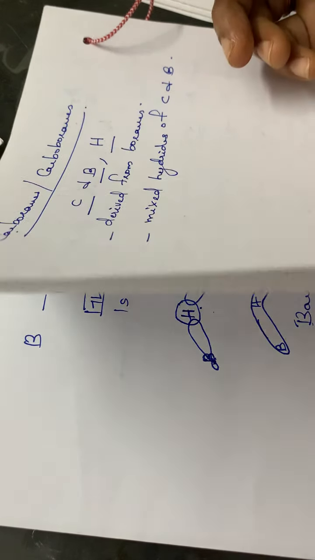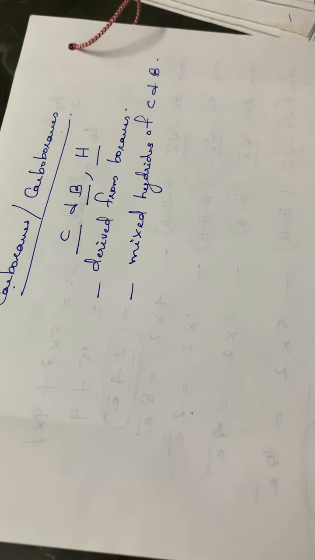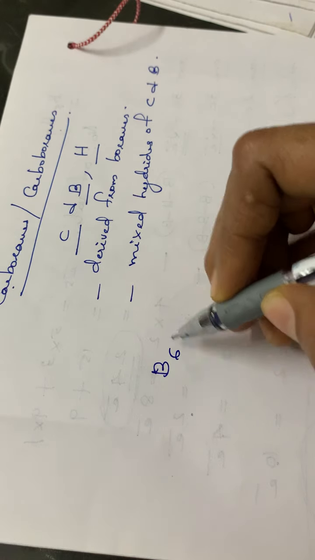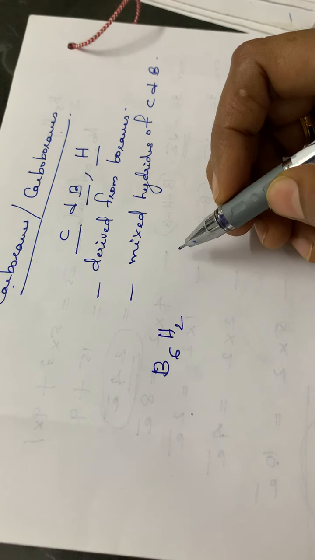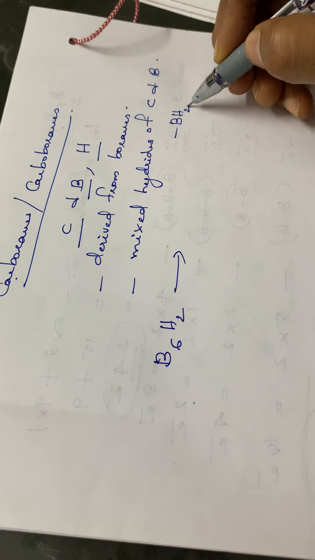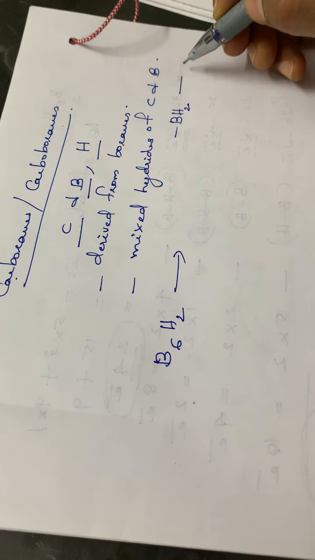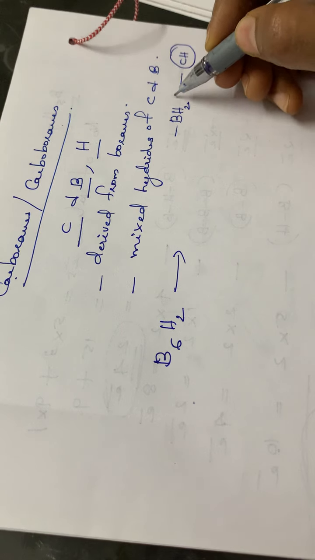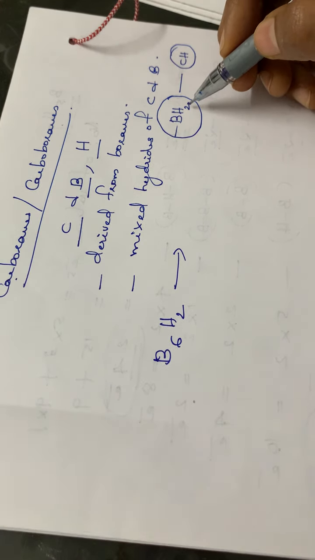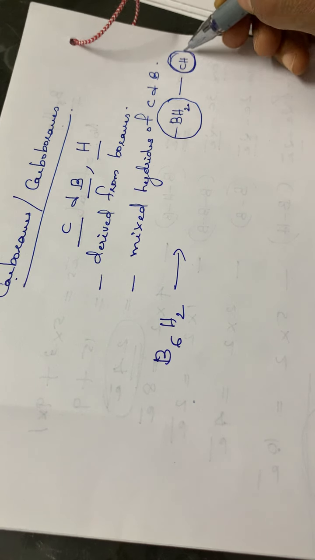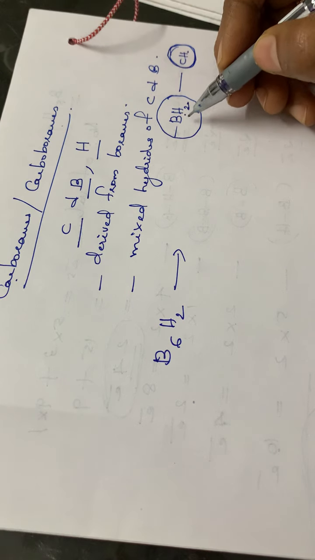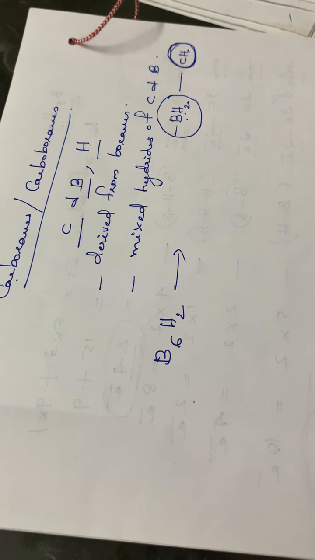Boranes and carboranes: suppose we take the compound B6H10. From this compound, one BH2 unit is replaced by one CH unit. For converting boranes to carboranes, we have to replace one BH2 unit by a CH unit. If one BH2 unit is replaced, one CH unit; if two BH2 units, then two CH units are replaced.